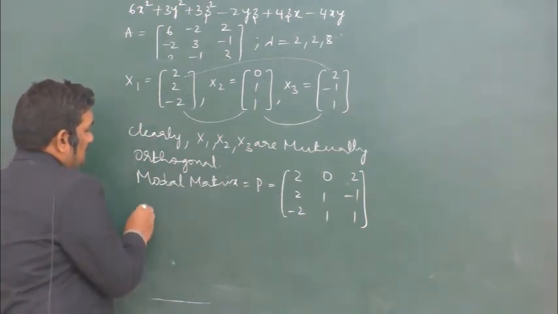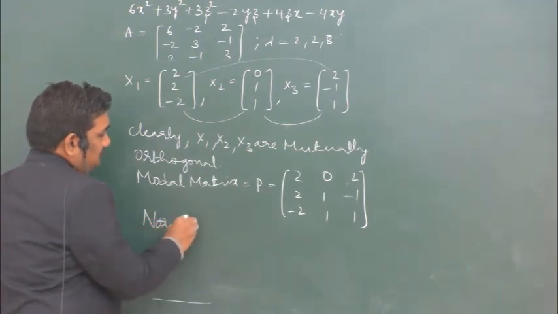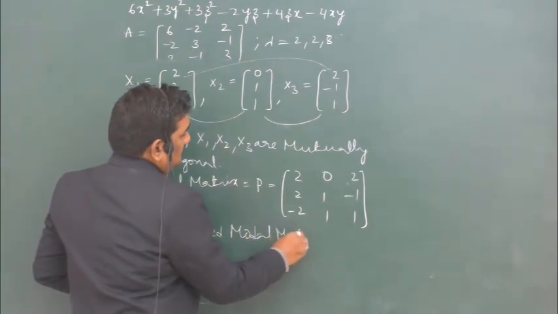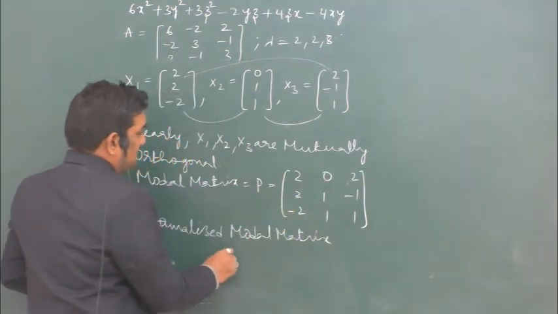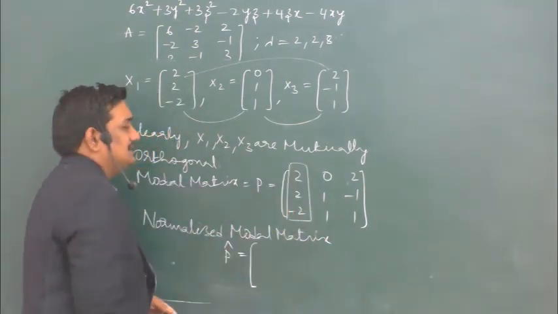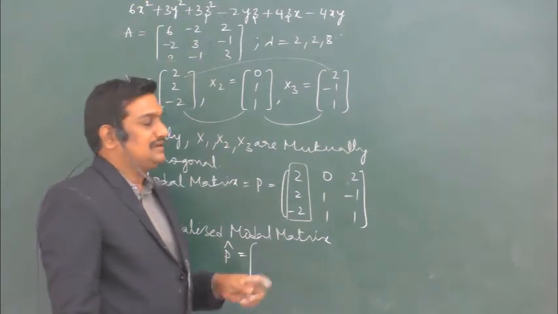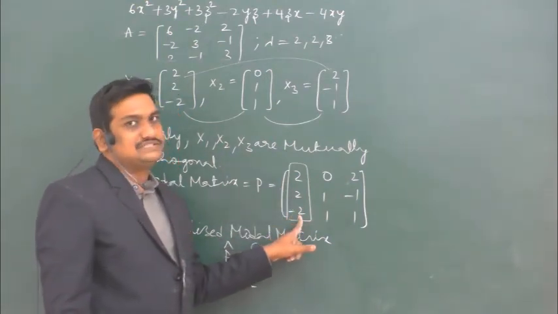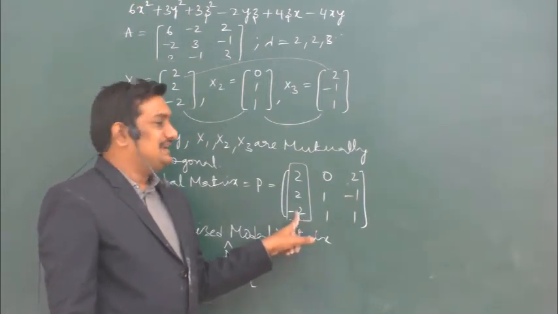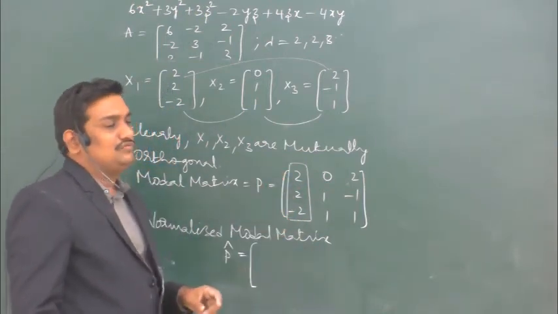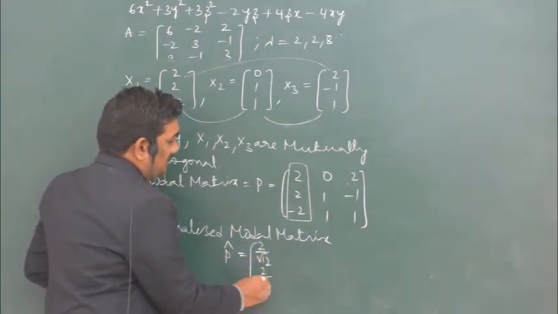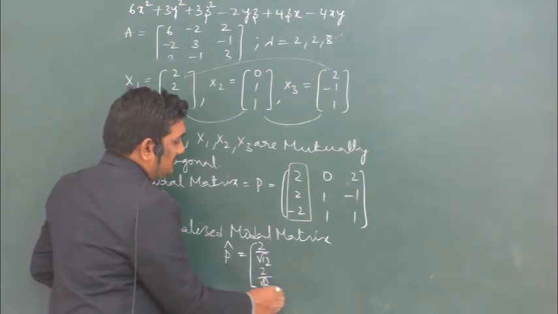Now form the normalized model matrix. It is P cap. This is equal to, let us find the length of the column. It will be root over 2 square plus 2 square plus minus 2 whole square. It is root over 4 plus 4 plus 4. It is root 12. Now divide each element by its length, root 12. So it is 2 by root 12, 2 by root 12, minus 2 by root 12.